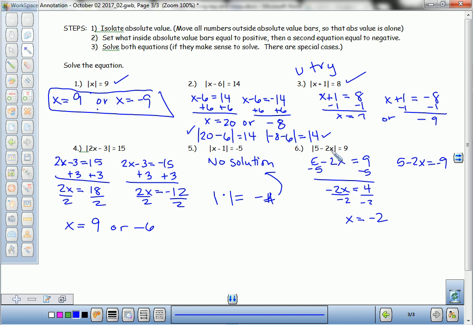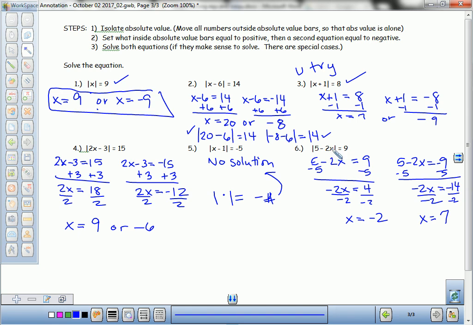What is negative 2 times a negative 2? It's a positive 4. What is 4 plus 5? 9. It works. All right, now let's try this other one. When we solve this one, we get negative 14 here, and when we divide by negative 2, we get a positive 7.